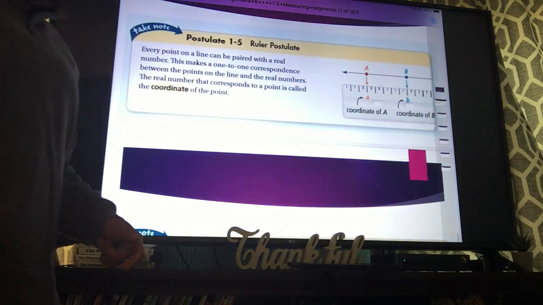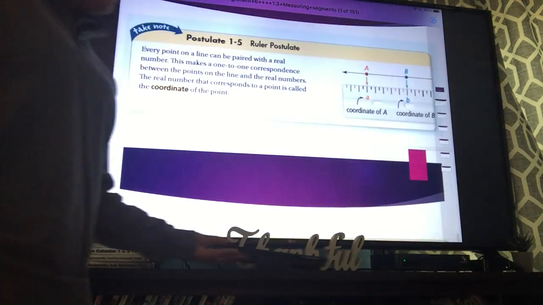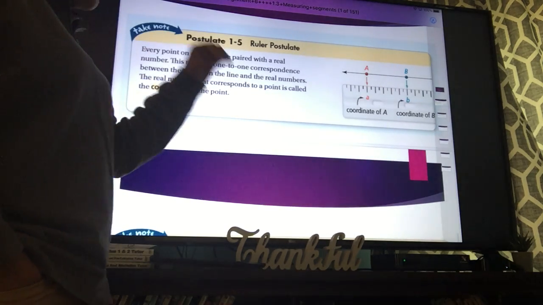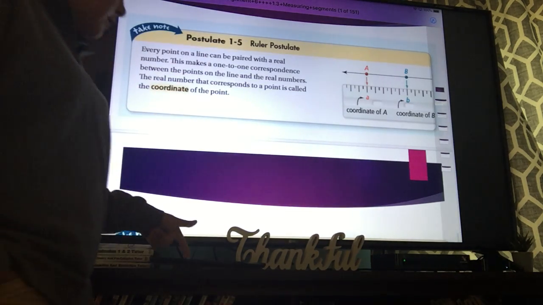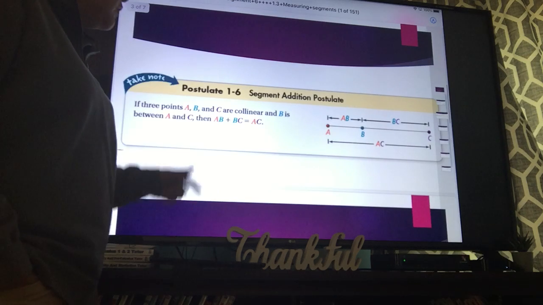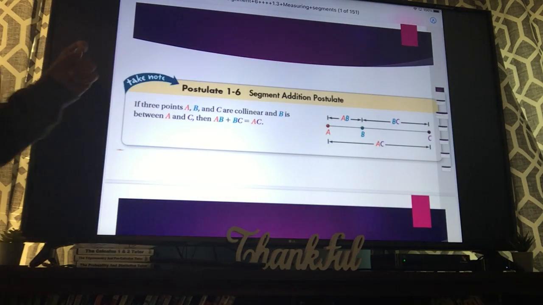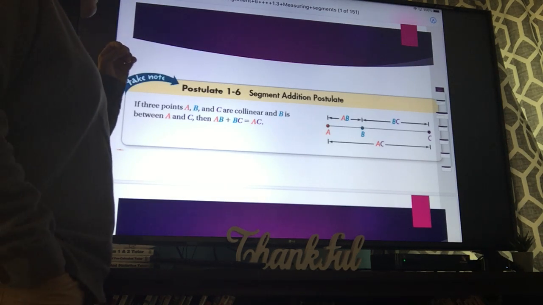There we go. Okay, so that's all a ruler postulate says, is that you can give a point a corresponding coordinate. So we're not really going to use the ruler postulate. The segment addition postulate, though, we will actually use. I want you to really think and look at the picture and think about what I'm saying.